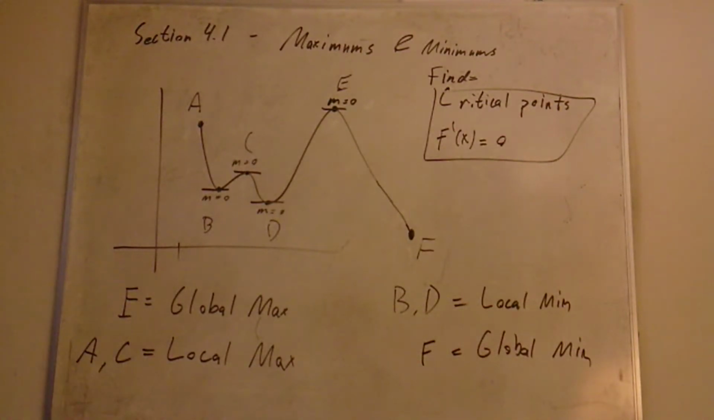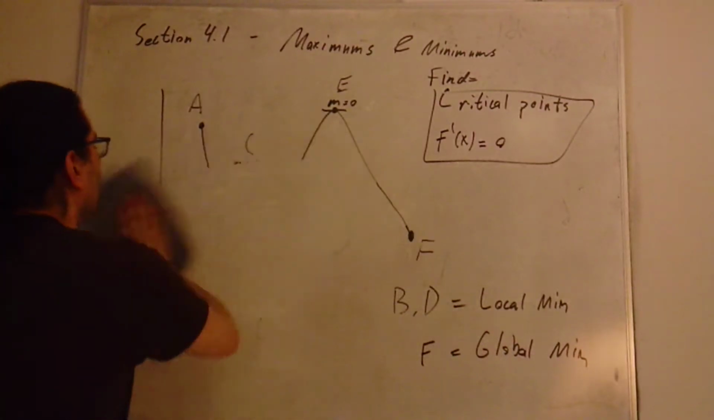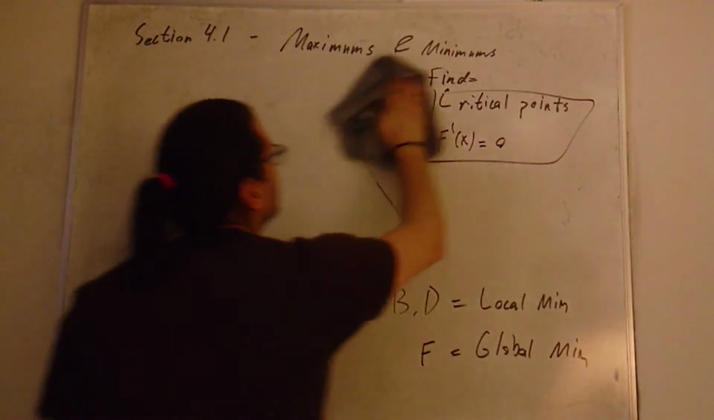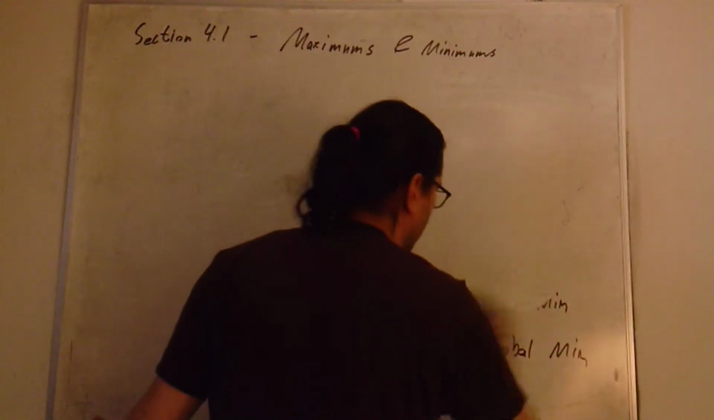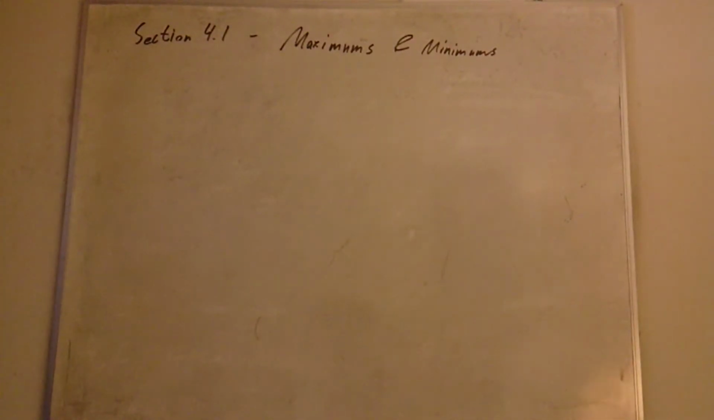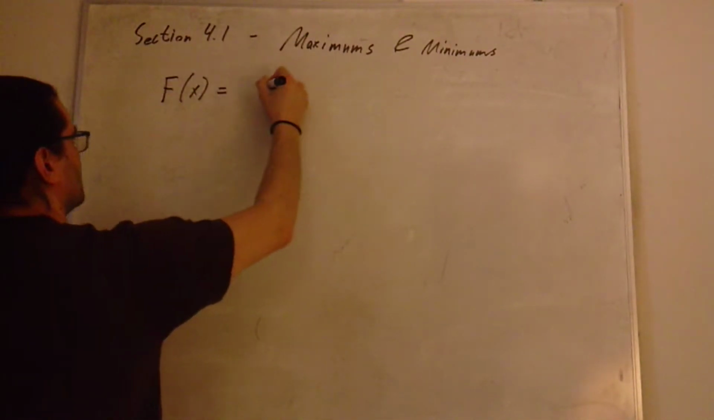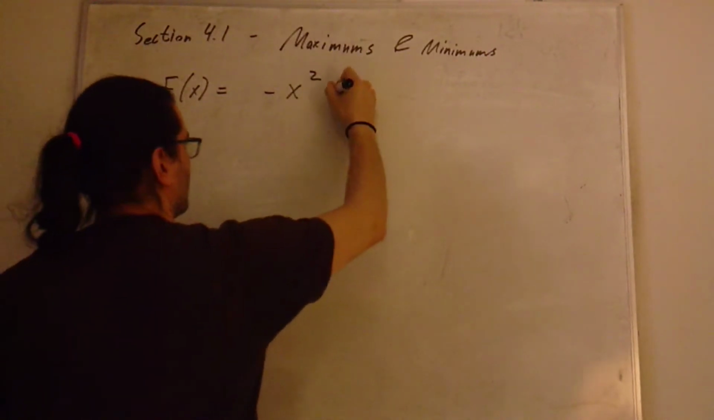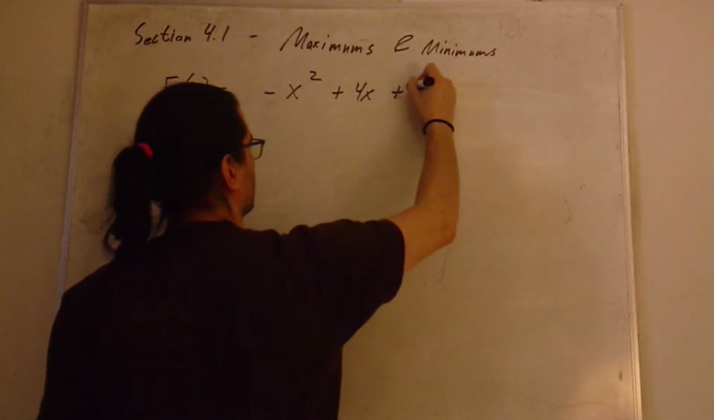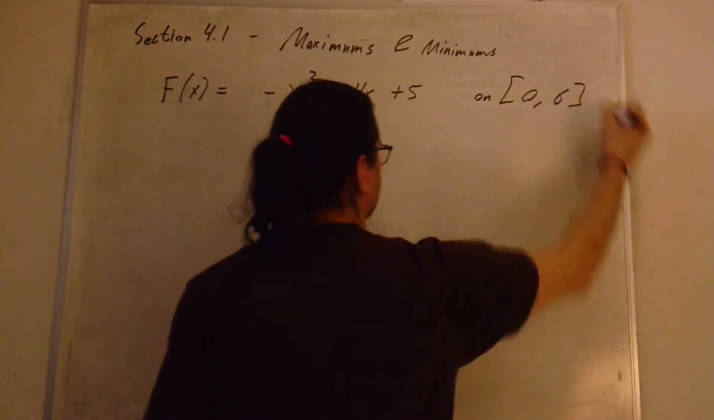Let's do an example with an analytic function instead of a graph function, and we'll see what that looks like. Let's start with something pretty straightforward. We'll say f of x equals negative x squared plus 4x plus 5 on the interval from 0 to 6.